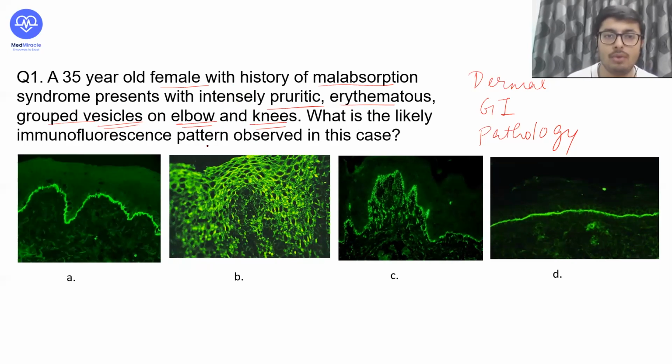What is the likely immunofluorescence pattern which is observed? So the four options are the four different immunofluorescence patterns of four different diseases, right? And first of all, you have to identify which disease the female is suffering from, and then you also have to see what is the immunofluorescence pattern, which is a pathological finding, the investigation, histopathological advanced investigation, right? So basically, the entire presentation is classical of a condition known as dermatitis herpetiformis.